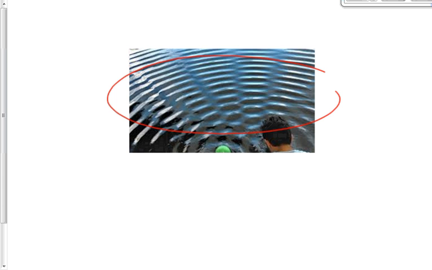So how do we know that it's doing it? Can't see it. How do we know that it's doing it? Let's put a screen over here.